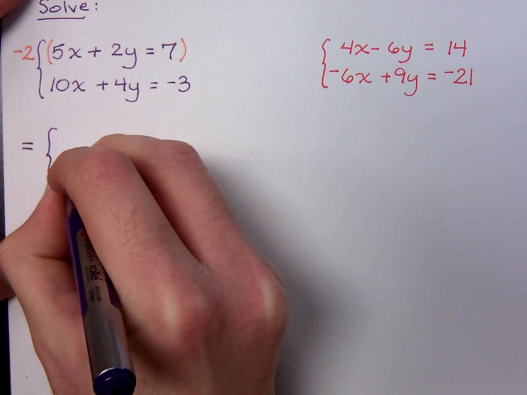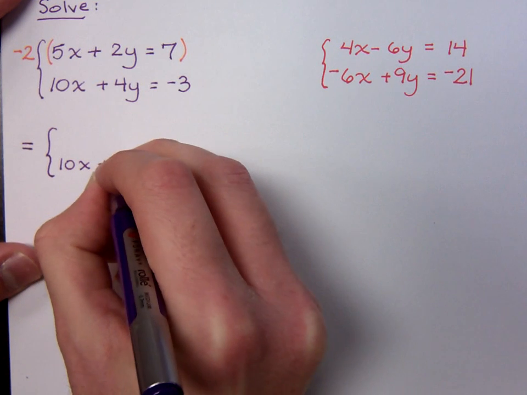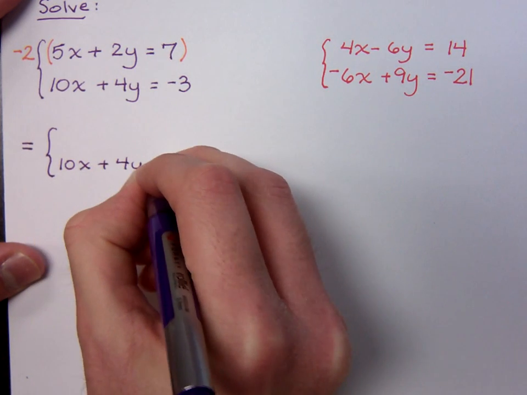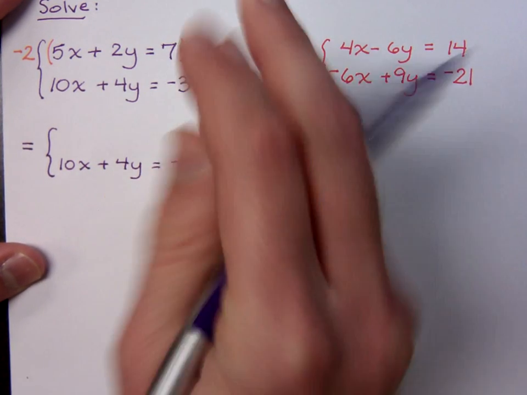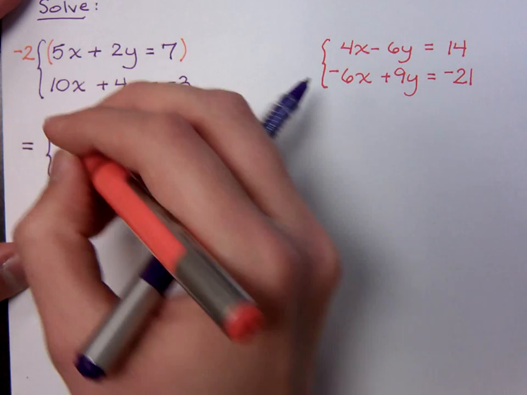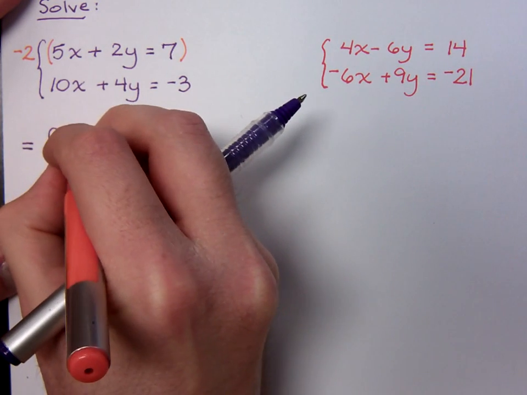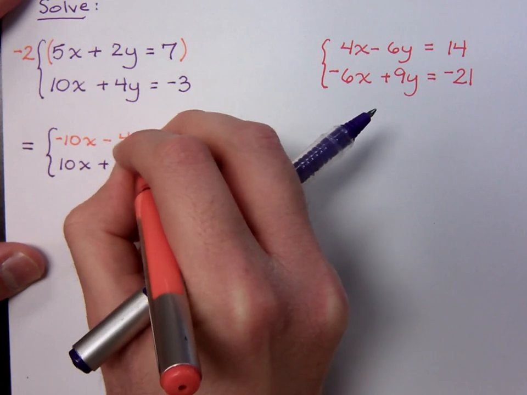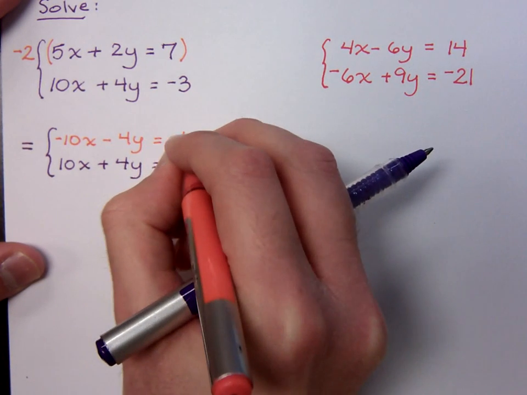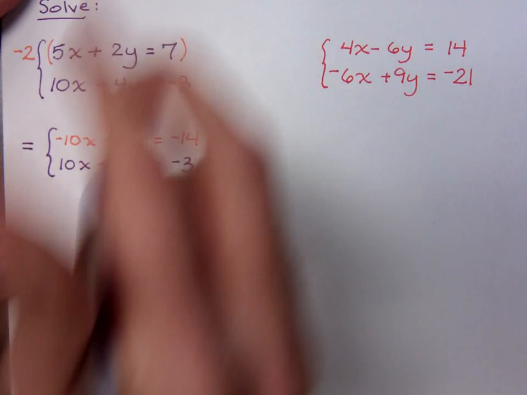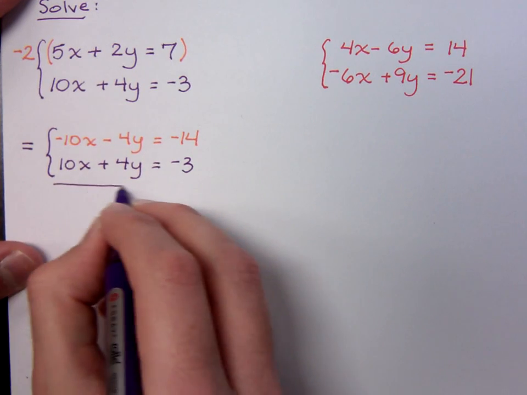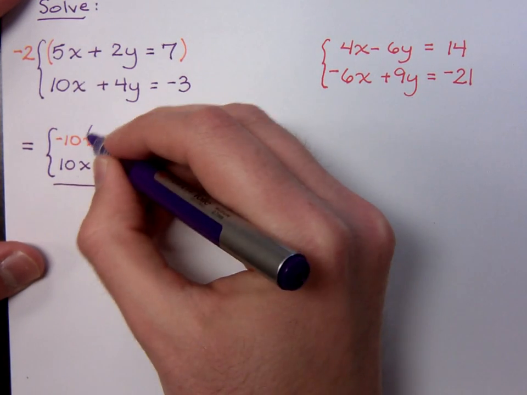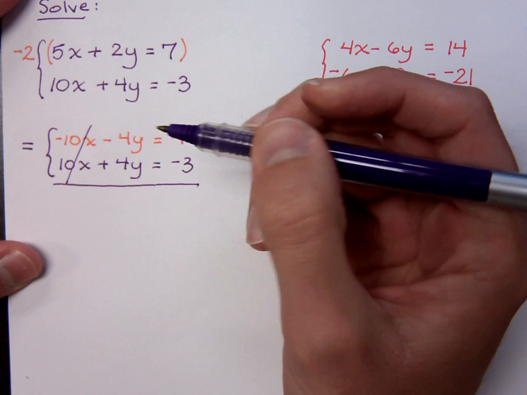My second equation doesn't change. It's still 10x plus 4y equals -3. And my top equation now becomes -10x. Keep distributing. That's a -4y, and that equals -14. So just like we wanted to have happen, these x terms cancel. Great. How much y do we have?